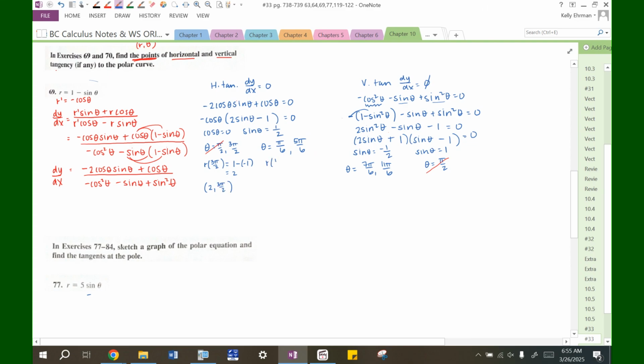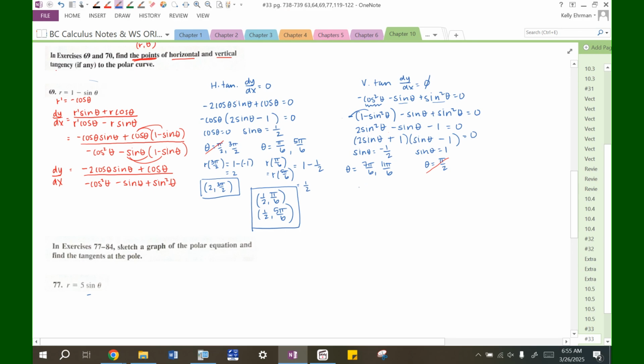And then find r of pi over 6, which is going to be the same as r of 5 pi over 6, because the r equation has sine in it, and sine of pi over 6 and 5 pi over 6 we just said was positive 1/2 either way. So 1 minus 1/2 is 1/2. So 1/2, pi over 6 and 1/2, 5 pi over 6. Those are different points. You're facing different angles and going forward. So even though sine of pi over 6 and 5 pi over 6 gives you the same value, those are two different locations.